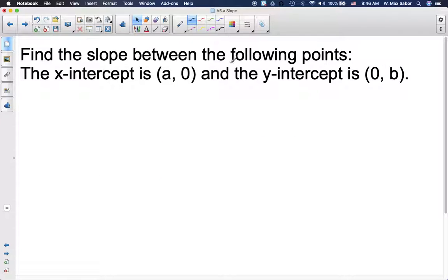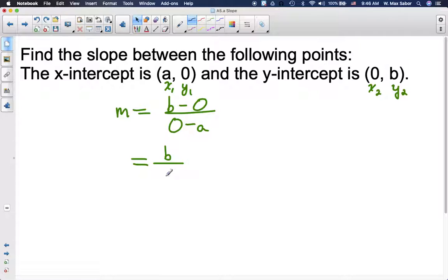Find the slope between these points. The x-intercept is a, 0, and the y-intercept is 0, b. So we'll go y2 minus y1 over x2 minus x1. b minus 0 is b, 0 minus a is negative a, so negative b over a.